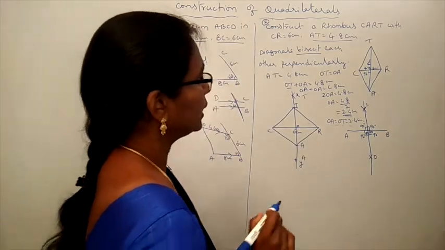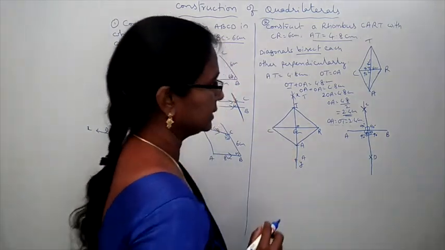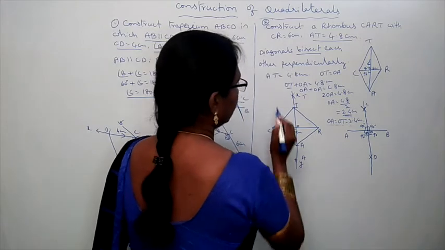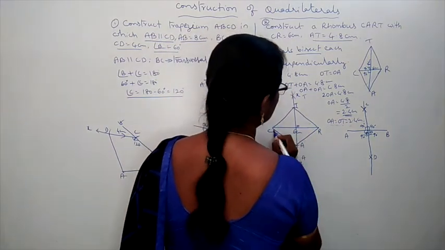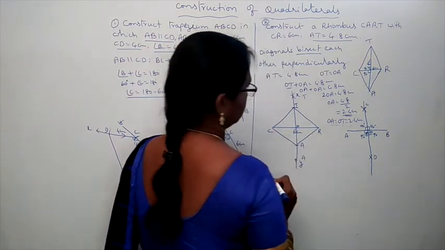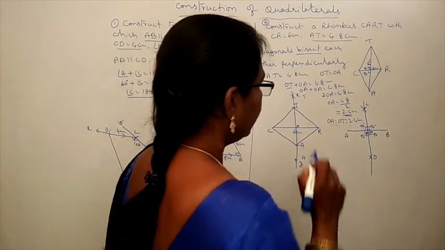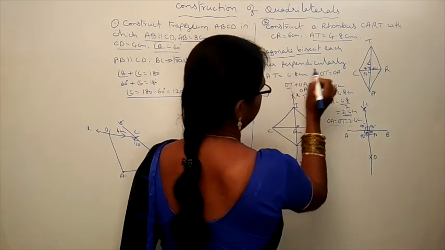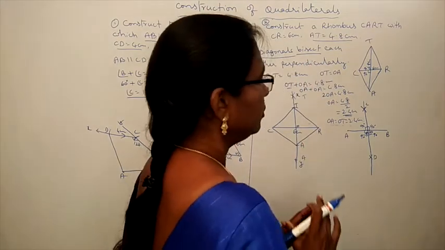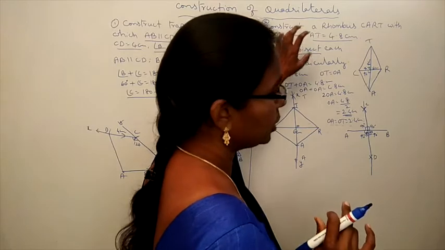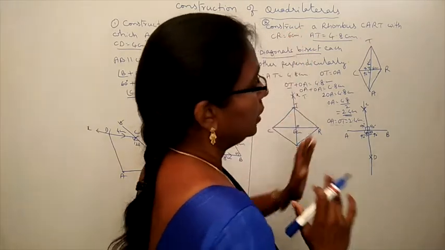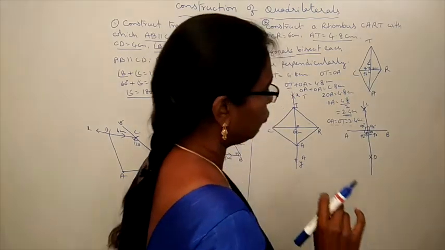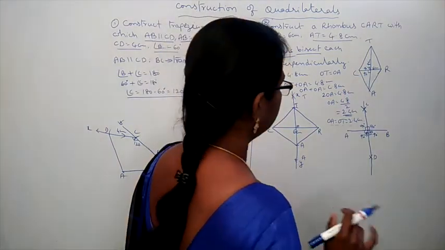Now how to draw a rhombus with given diagonals? First you have to draw one diagonal. Any diagonal you can take. I took CR as a base, and CR is 6 centimeter. Then we know one property: diagonals bisect each other perpendicularly. Means the diagonal will divide into two equal parts perpendicularly, meaning the angle formed there is 90 degrees.